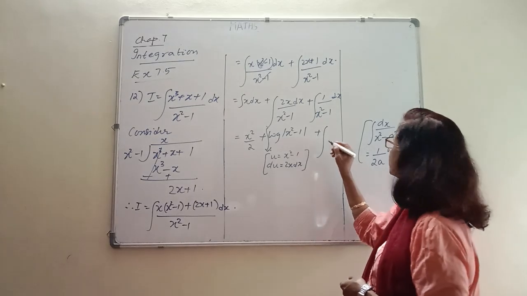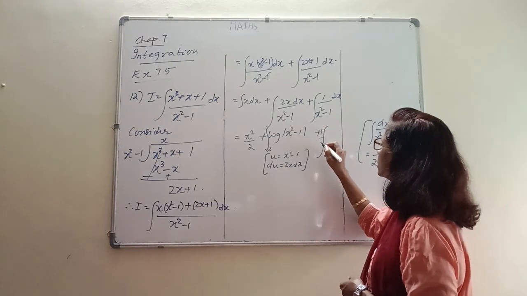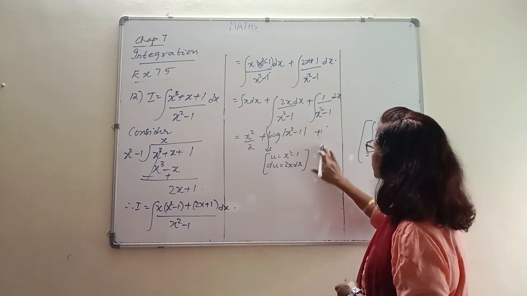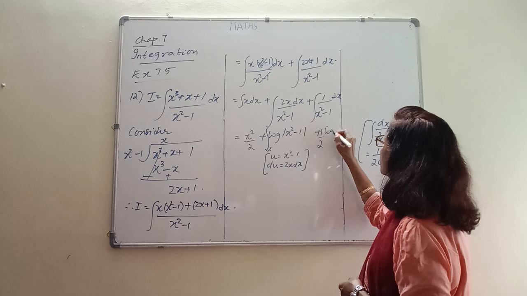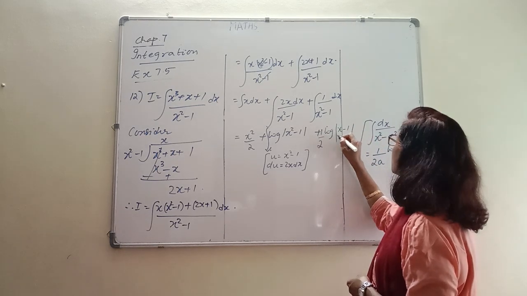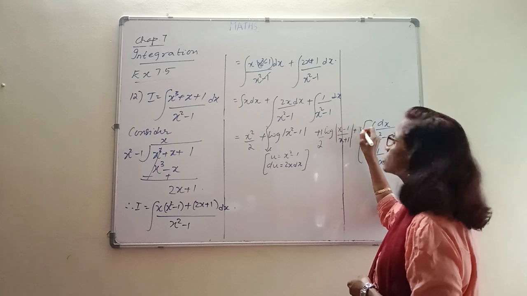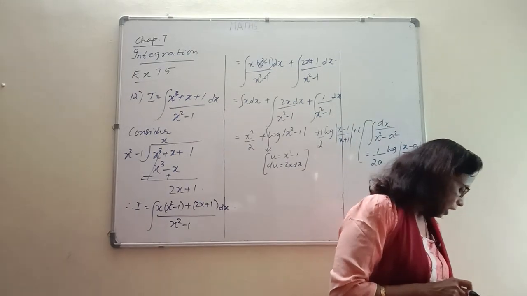Yes, so here 1 over 2a for us is 1 over 2. We have written the integral. So it's 1 over 2 log modulus of x minus 1 over x plus 1 plus c. It's only this much. By tracing it up directly, this is how your work is.